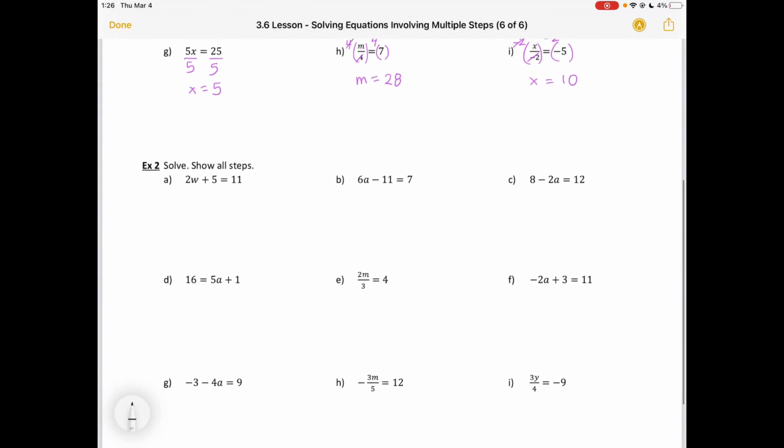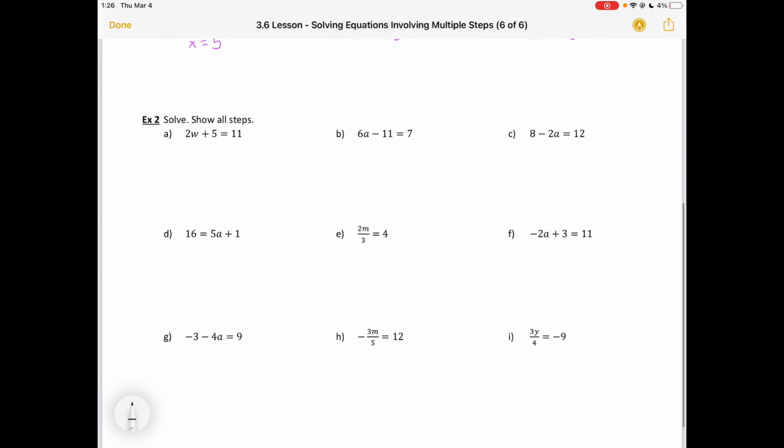In my second example, now I have multiple steps. Okay? So the first thing that I'm going to undo is addition or subtraction. Essentially, we are going to follow BEDMAS backwards when we're solving an equation. So the first thing I'm going to undo is addition or subtraction. So I'm going to move the 5 over and change the sign. Now I've got 2w equals 6. Now I'm left with an equation with multiplication, so I'm going to divide both sides by 2, leaving me with w equals 3.